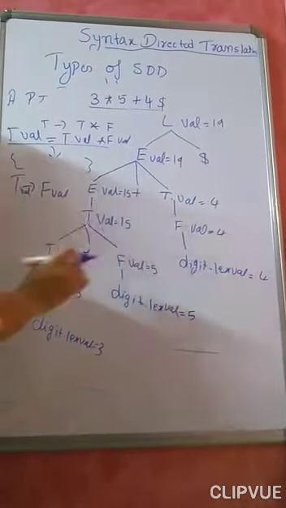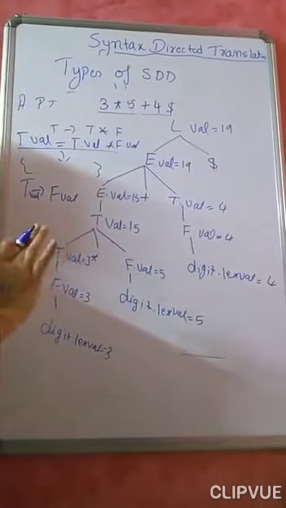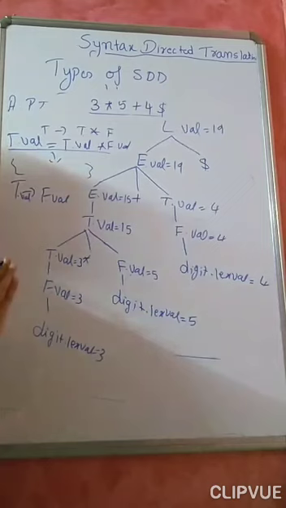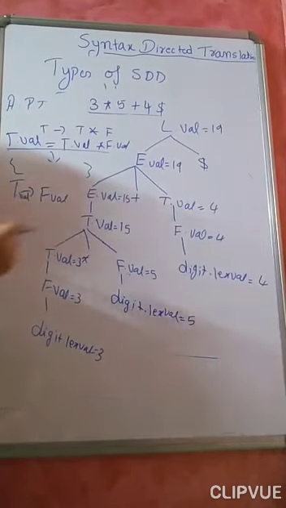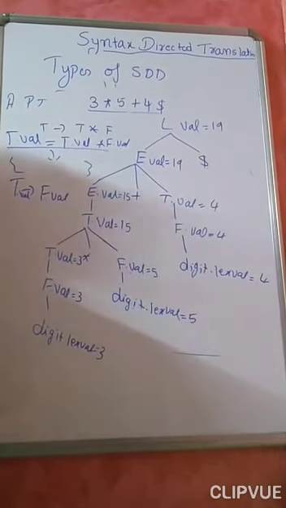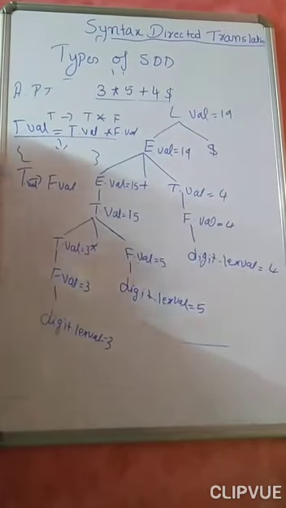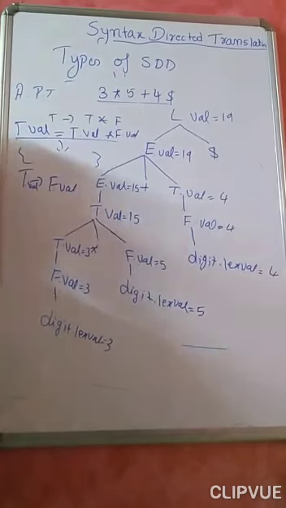So that's about your S attributed SDD. It is an SDD where all the attributes are synthesized attributes. Next session I will start with the L attributed SDD. Okay, and a few more examples are there in the textbook and in the notes also. Go through that.